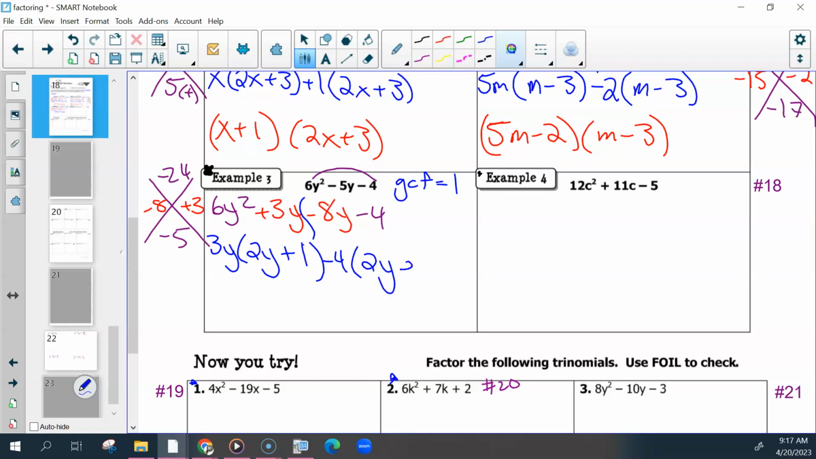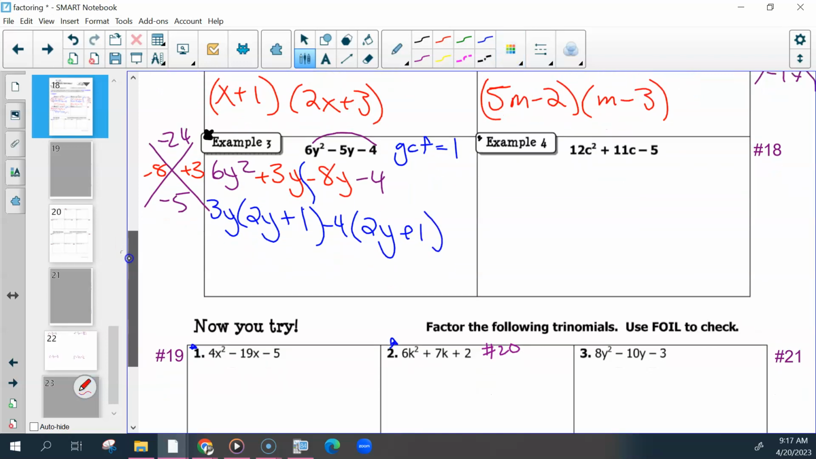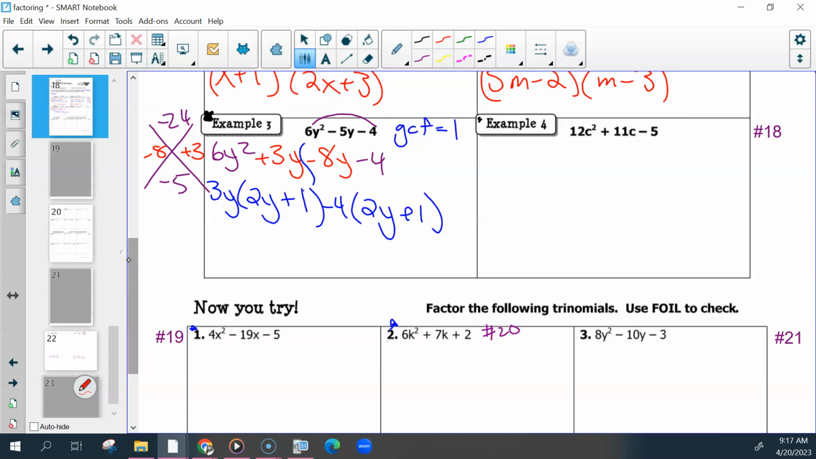Y plus 1. So then our final answers would be y minus 4 and 2y. We're going to do example 4, move on to some GCF ones, and then move on to some more challenging ones.